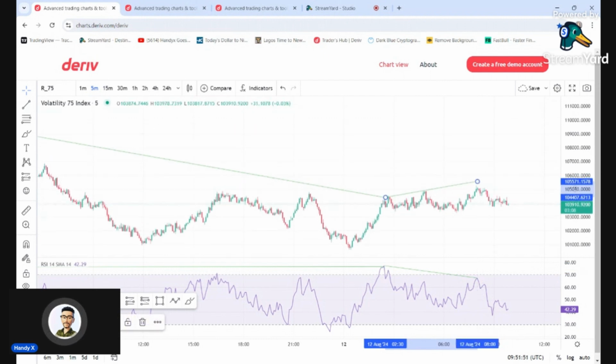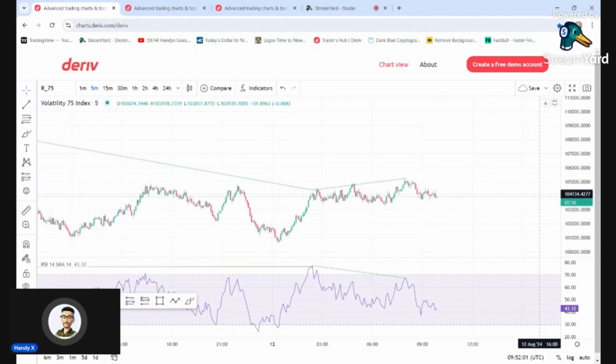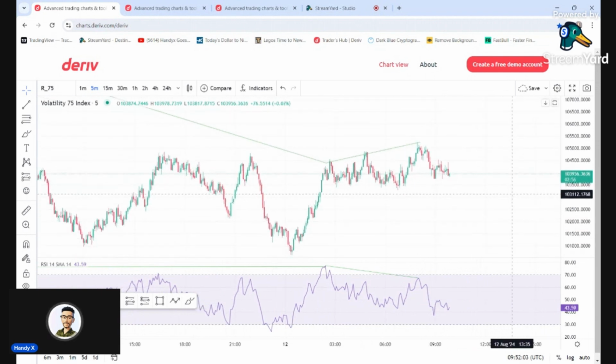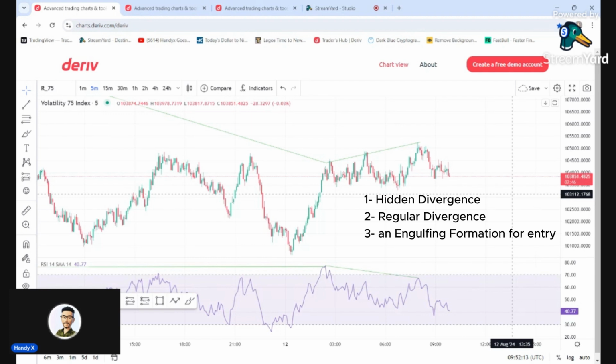After doing this, what next will we be looking out for? If I like, I can leave this here, no problem. So what else am I supposed to look out for? Look for a bearish engulfing. Don't forget the steps. If you watched the previous videos, I explained this. First, you identify the hidden divergence, then you get the regular divergence, and from there you get your engulfing formation.